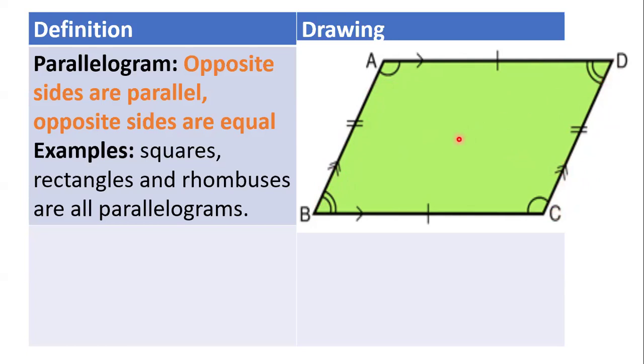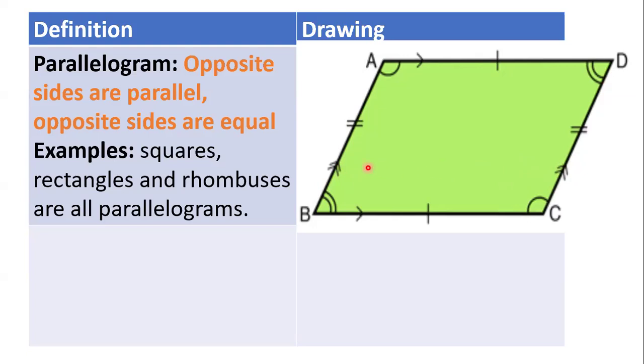They're equal, the opposite sides are equal. No, the double arrow. What does the double arrow mean? Oh, they're parallel. They're parallel. Okay. So Natasha, what does the double arrow mean?